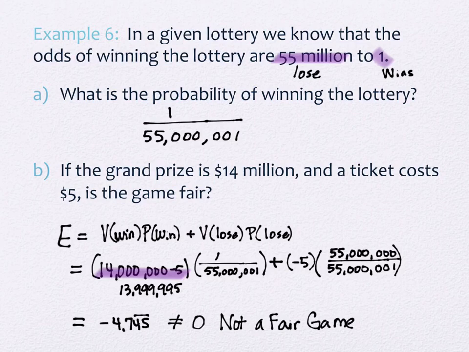Now, as we're looking at this whole problem, we were looking at it from the perspective of the person playing the game, right? What they won or what they didn't win. So the negative here is a bad thing for the person playing the game. It means that on average, when they play this game 55 million times, they come up with an average loss of every game of negative $4.75, give or take. They've lost $4.75 every time. Okay, that's what it really means.